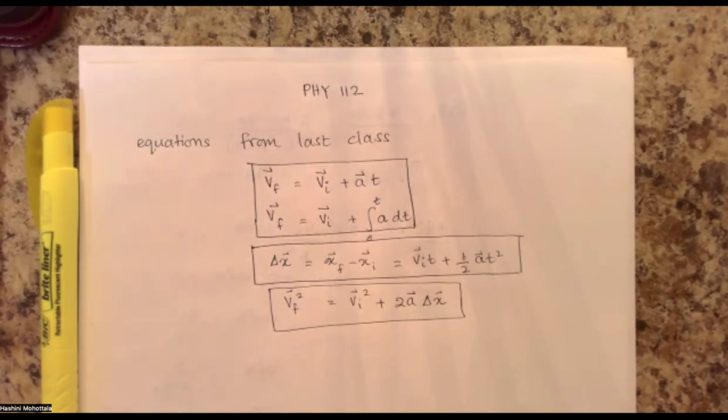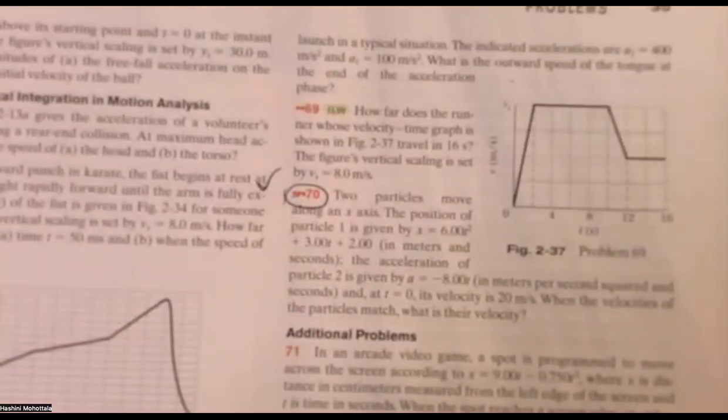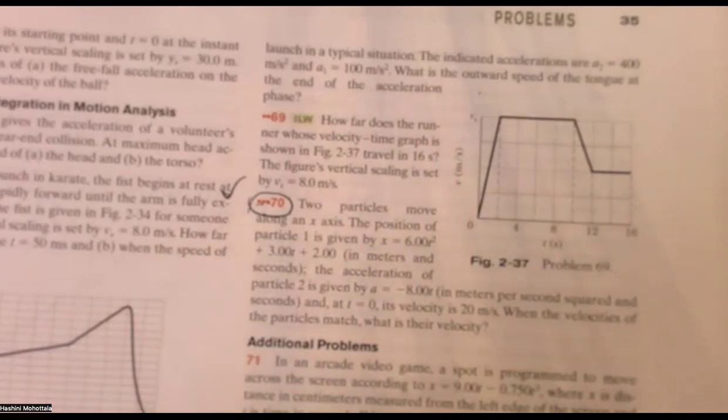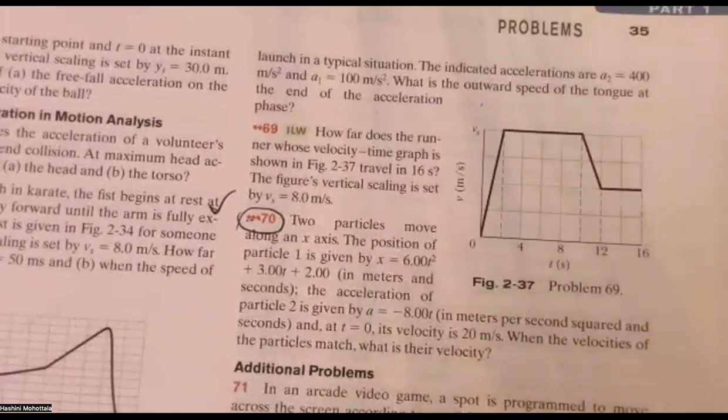Now we discussed a few questions in the last class, and I want to discuss one special problem from chapter 1 before we get into vertical motion. Vertical motion is very similar to this, but there are a couple of things that we need to pay attention to there. But before we get there, I'd like to discuss problem number 70.